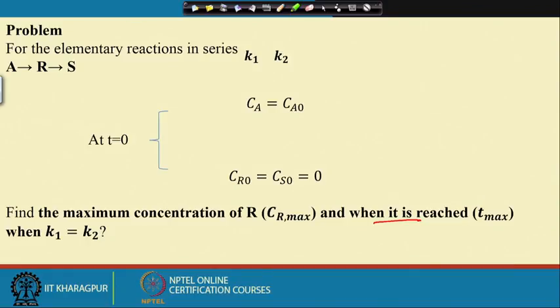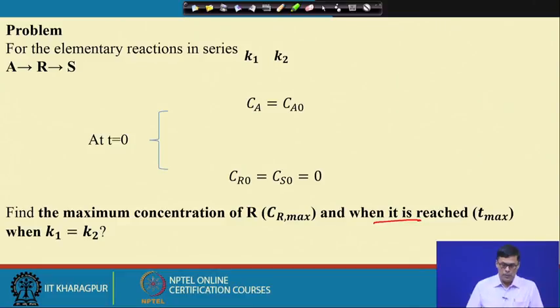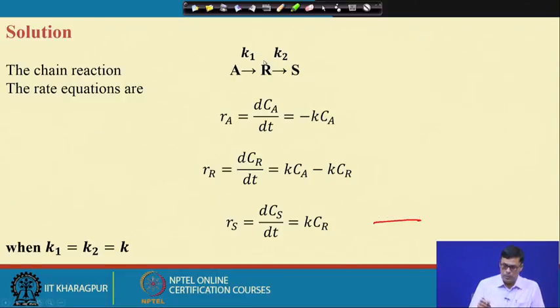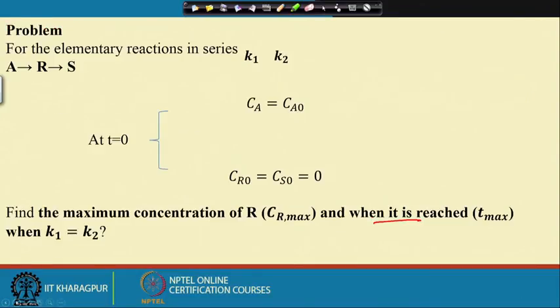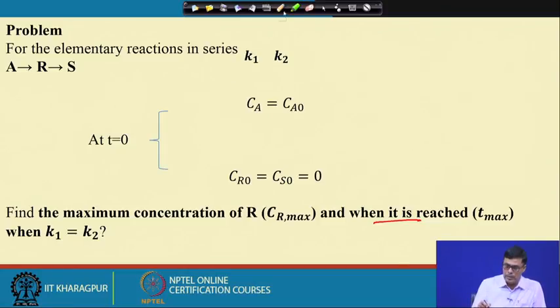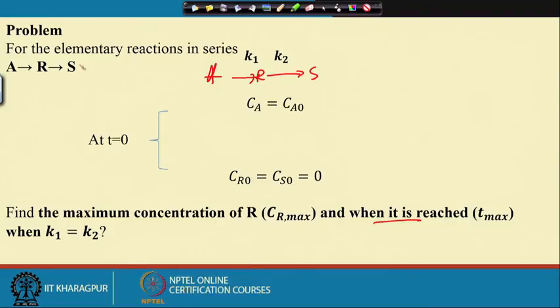Now, the last problem that I want to discuss today is the chain reaction. I have already discussed the theory part of it. Unfortunately this has gone to this side. So if you look at A to R, R to S, I can write here A to R, R to S like this. So this has shifted here. So it is like this.